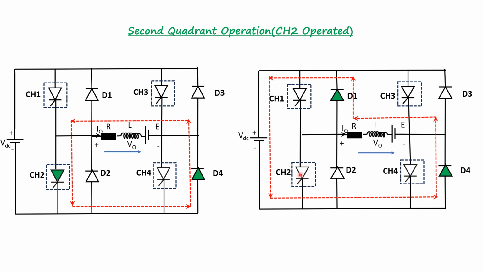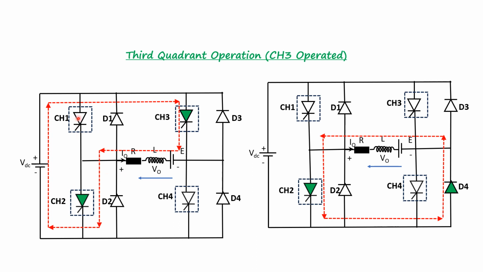Now chopper 2 is off, as shown in the second circuit. With chopper 2 in the off condition, the load current is fed back to the source through diode D4, D1 and back to the source. If you look at the load voltage, the output is positive and I0 is negative. So this is the second quadrant operation, since the current is fed back to the source. This simply means that the load current is transferring the power to the source.